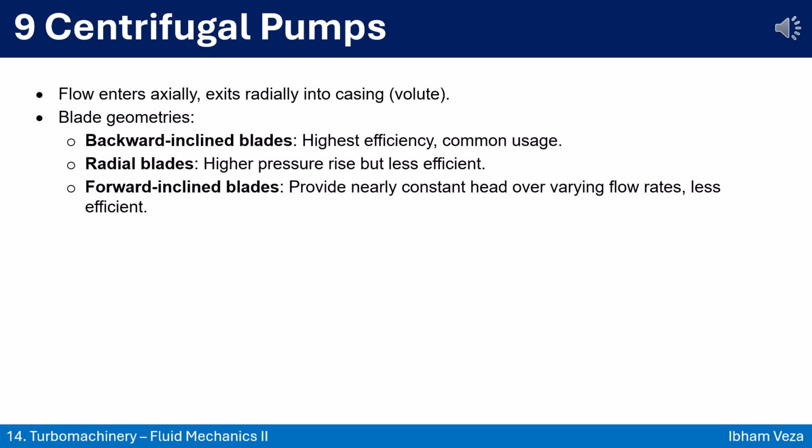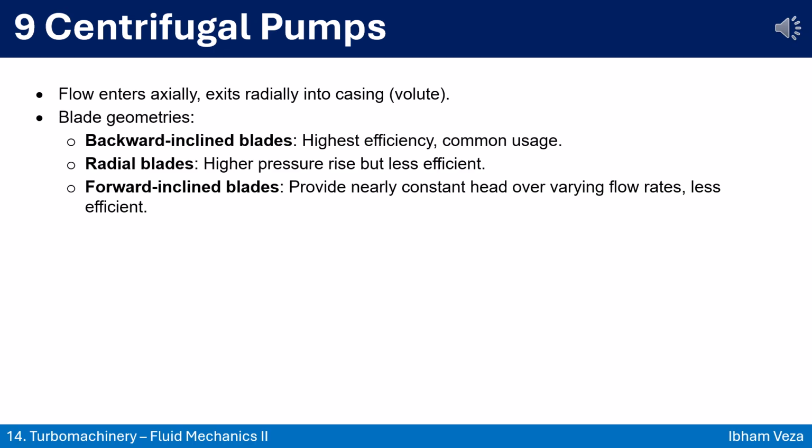Blade shape affects not only how energy is transferred to the fluid, but also how efficiently the pump operates and how pressure builds within it. Backward inclined blades are the most efficient design. They reduce energy losses and are the preferred choice for most general-purpose applications. Their curved shape minimizes the velocity of the fluid at the exit, which in turn reduces frictional losses.